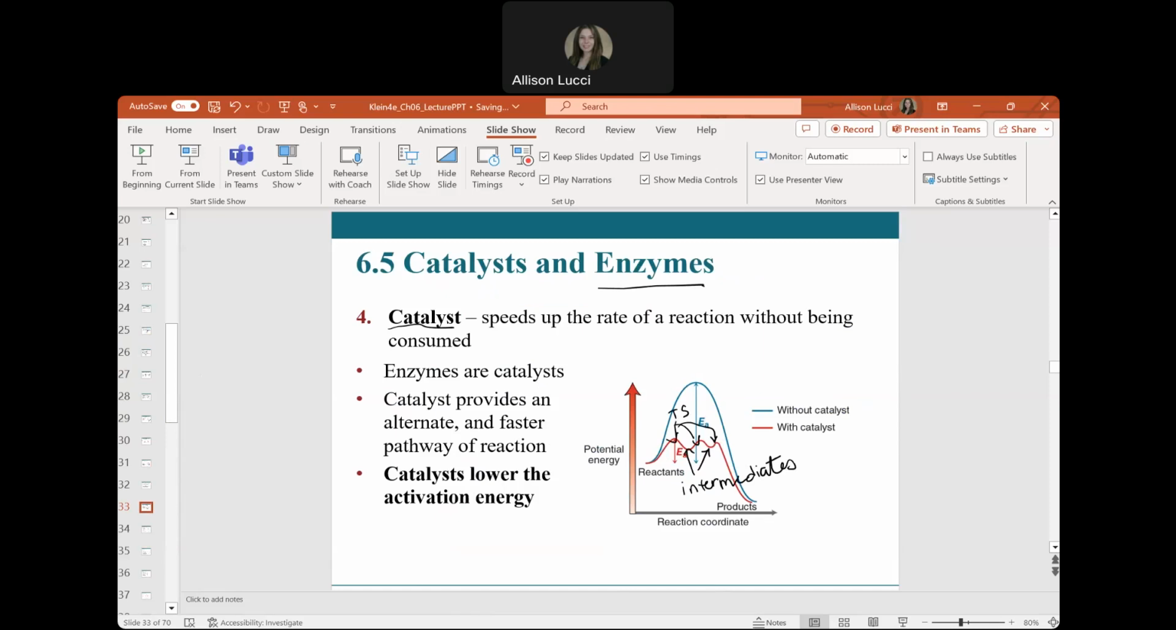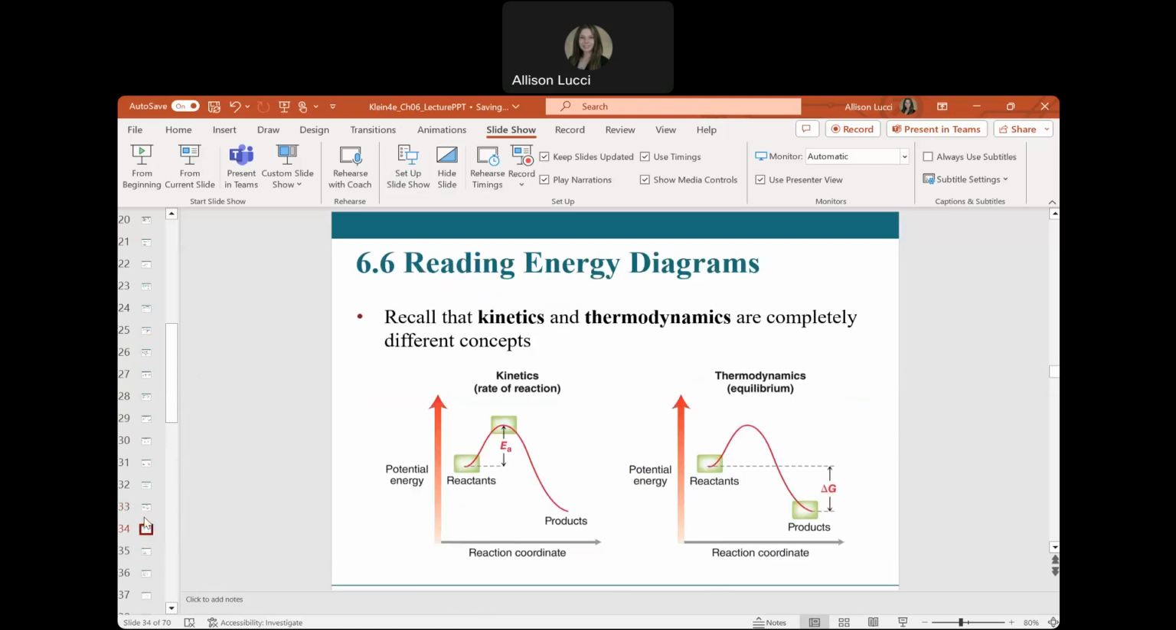So even though we lower the activation energy so the reaction will go faster, we will return our catalyst. It will not be used up, and it just changes the pathway of the reaction and allows it to move faster by lowering activation energy. So that's it for section 6.5. We will continue with these energy diagrams and a comparison of kinetics to thermodynamics next time.